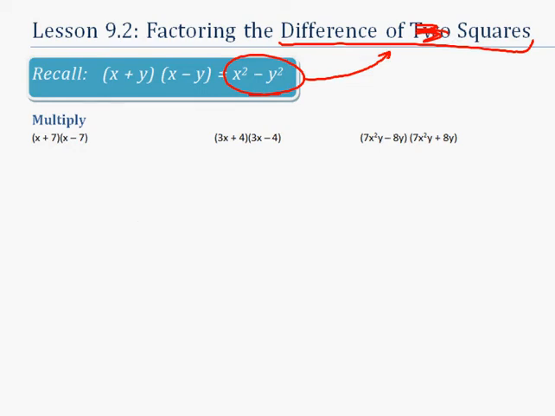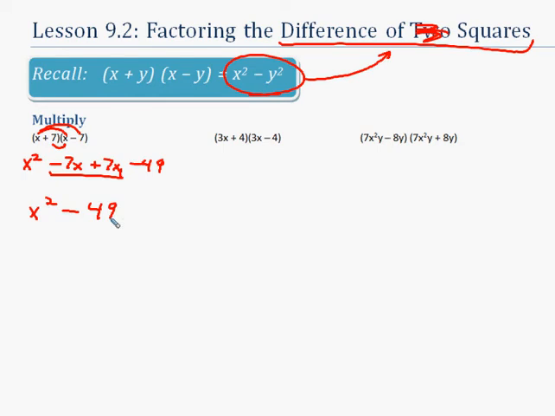So we're going to review multiplying here. I'll multiply the first one out, but remember it fits this form right here. So this, we can multiply here. This would be x squared minus 7x plus 7x minus 49. We know that this adds together to be 0, so we're left with x squared minus 49, which fits our easy way up there to multiply that.